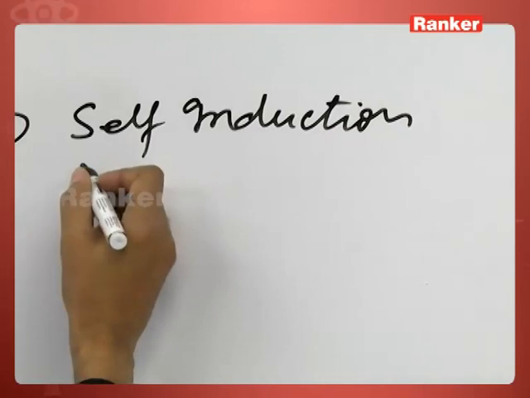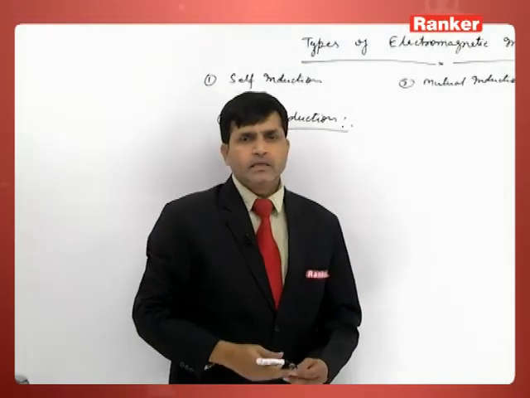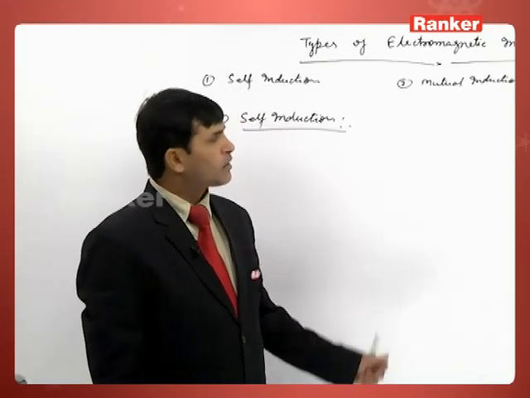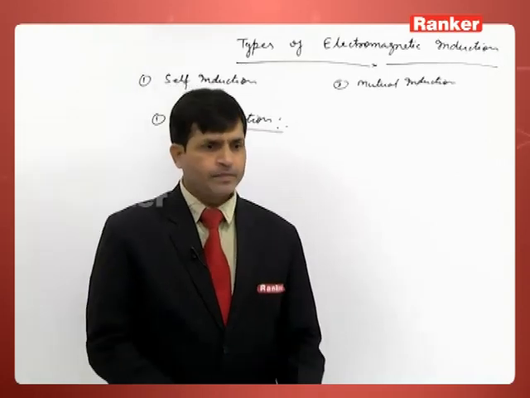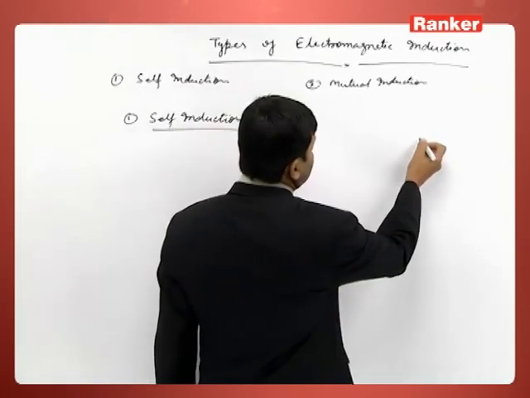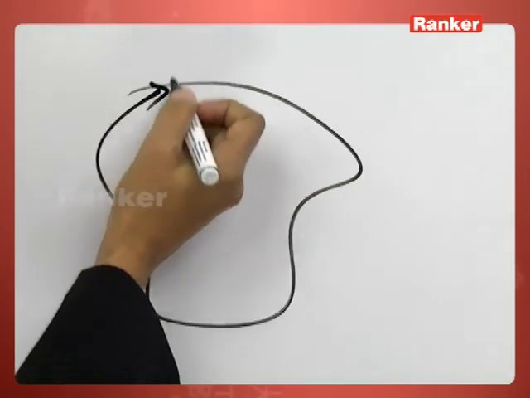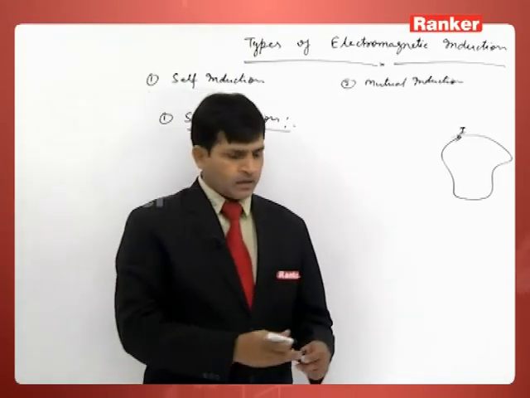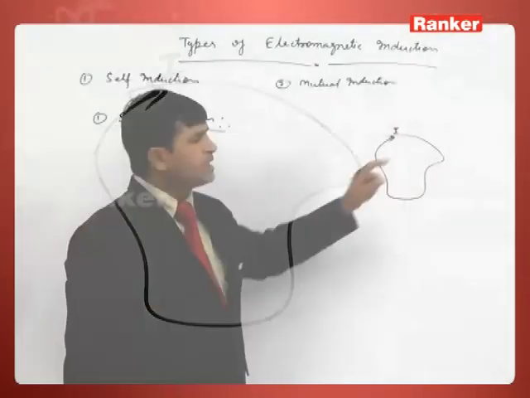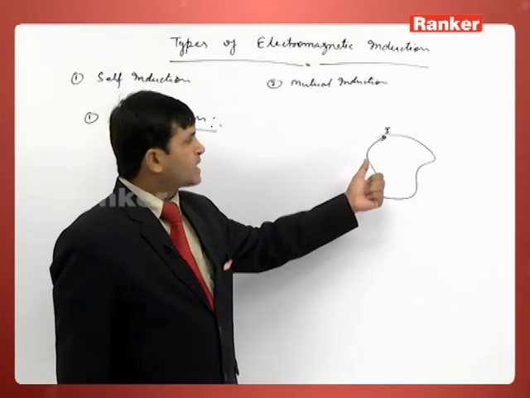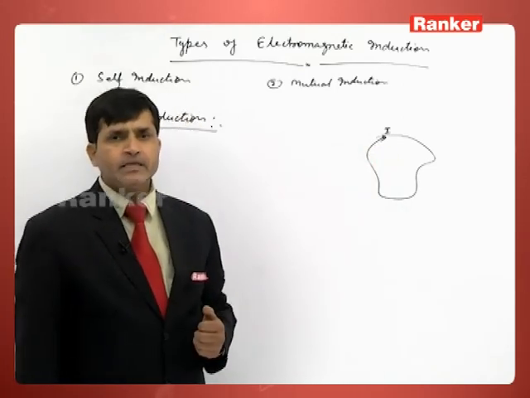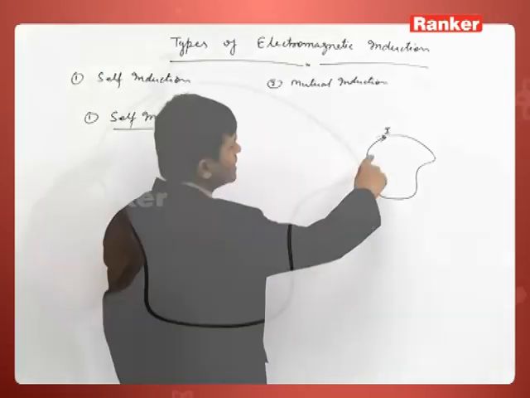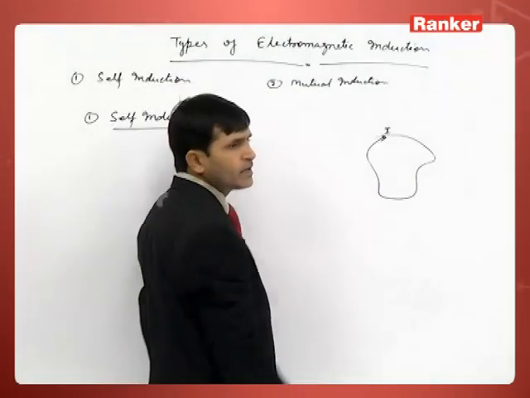We can explain self-induction like this. Suppose we have a current carrying circuit, or a loop. Let, for example, this be any loop, and in this loop a current I is flowing. Because of the current there is a magnetic field. Here the current in the loop is in the clockwise direction.